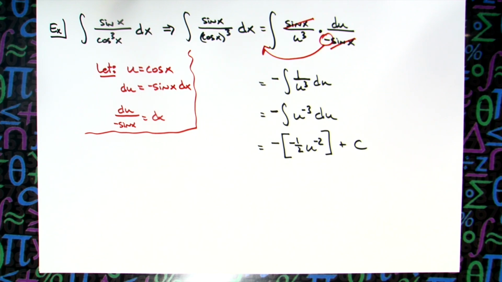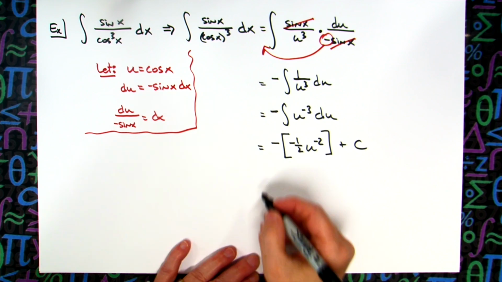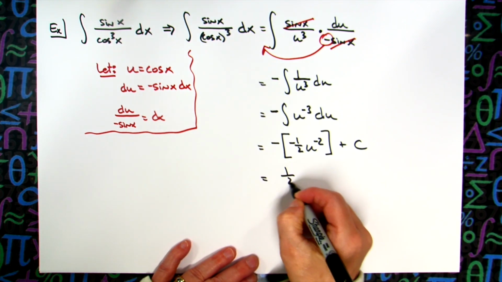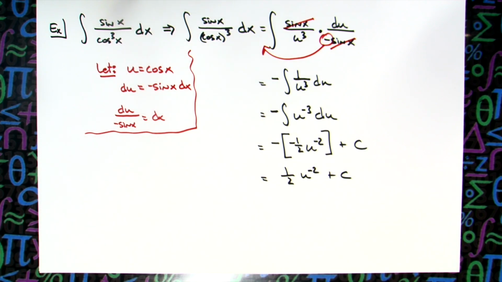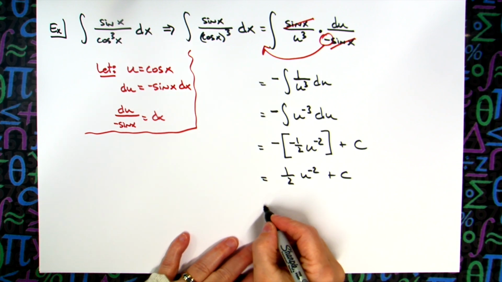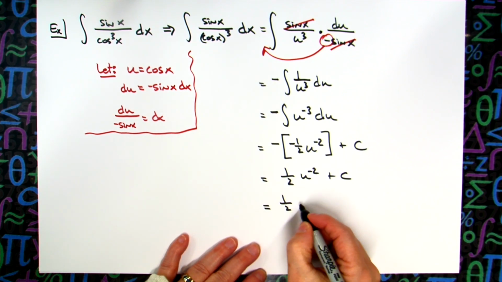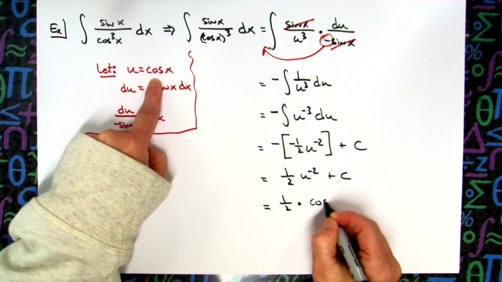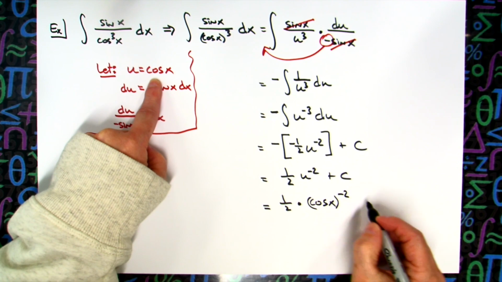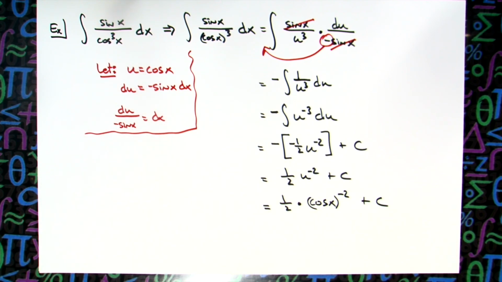Now I can look at that and say, okay, negative times negative is going to give me a positive 1/2. All right, u to the negative 2 plus c. Now I think what I'm going to do is plug it back in now, before I move it. So that you guys can see this, plug this in here. Cosine x to the negative 2. I'm going to write it just like that.